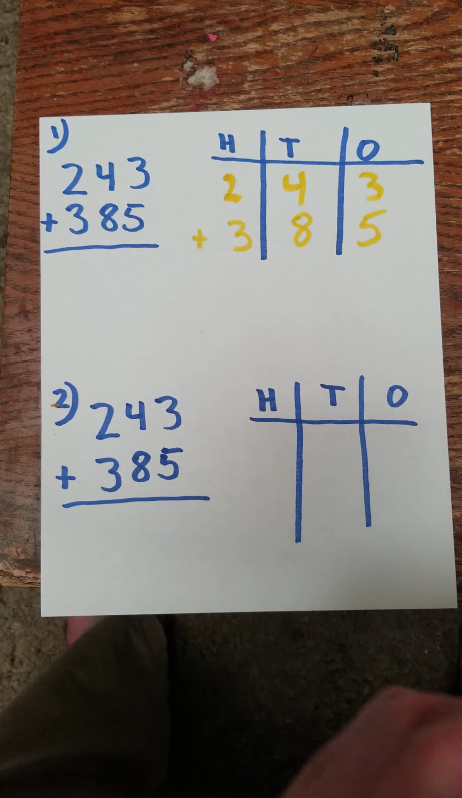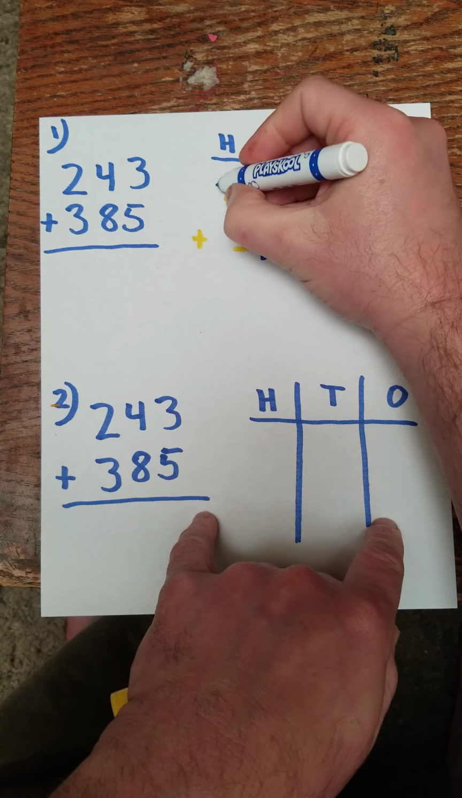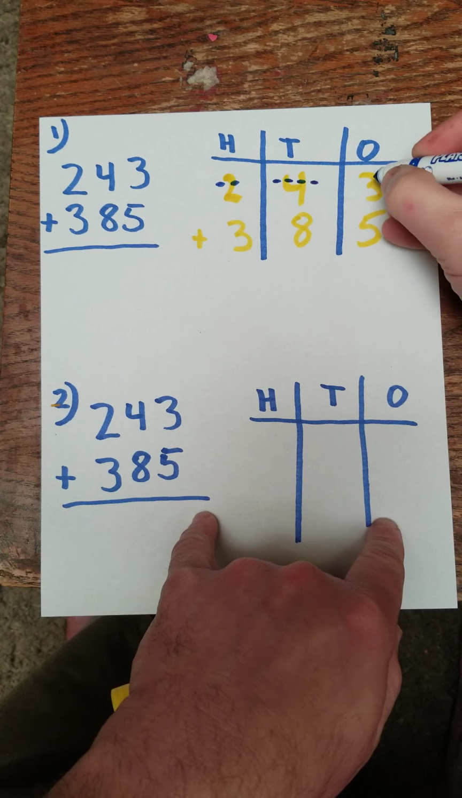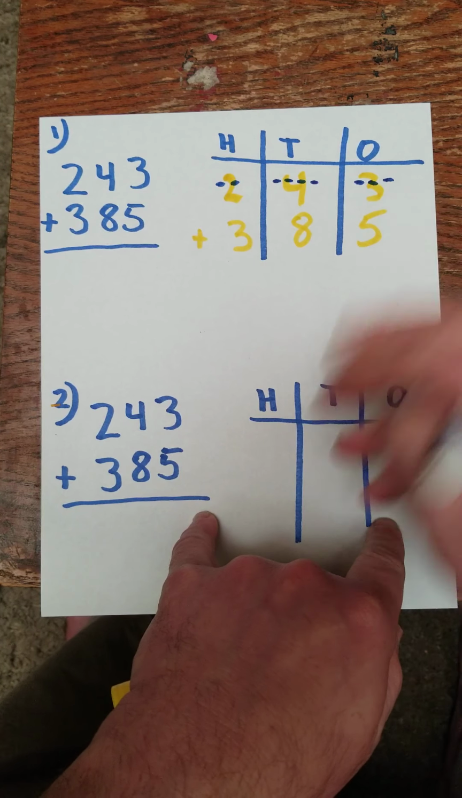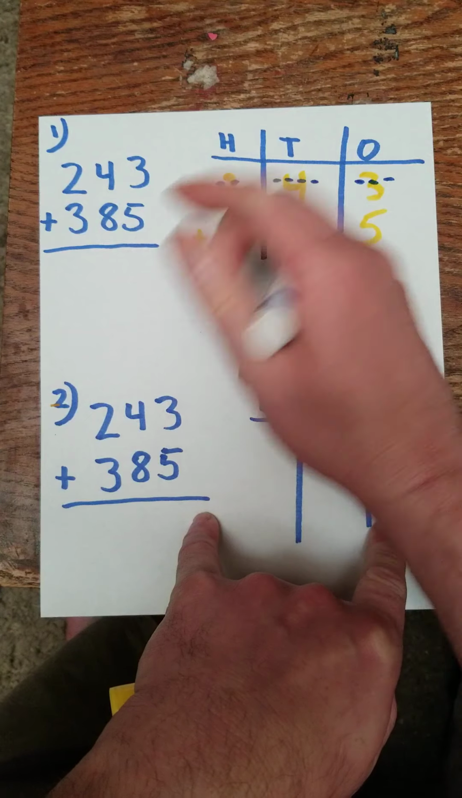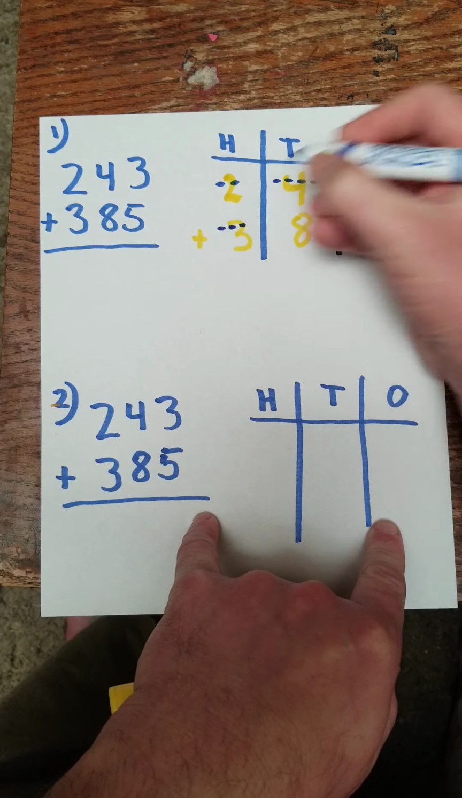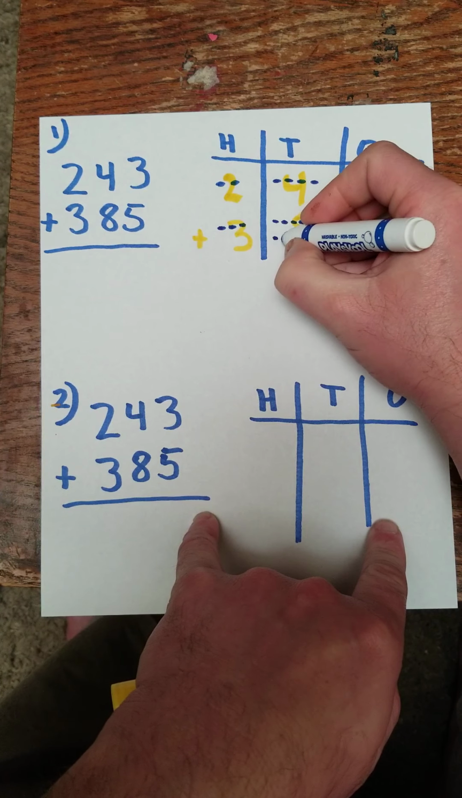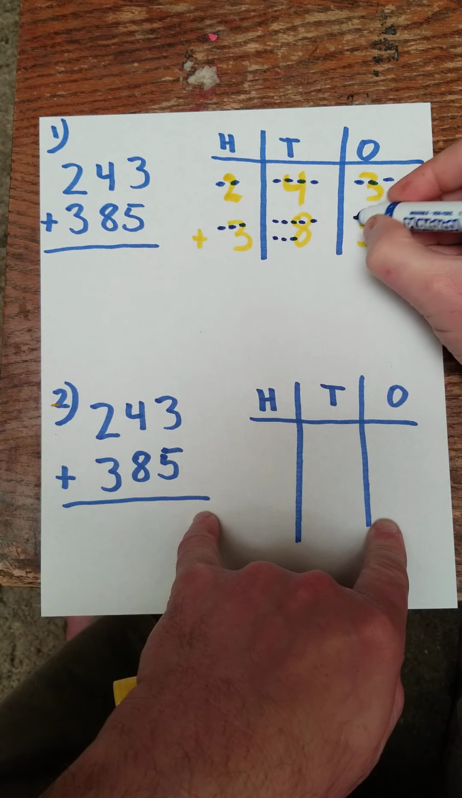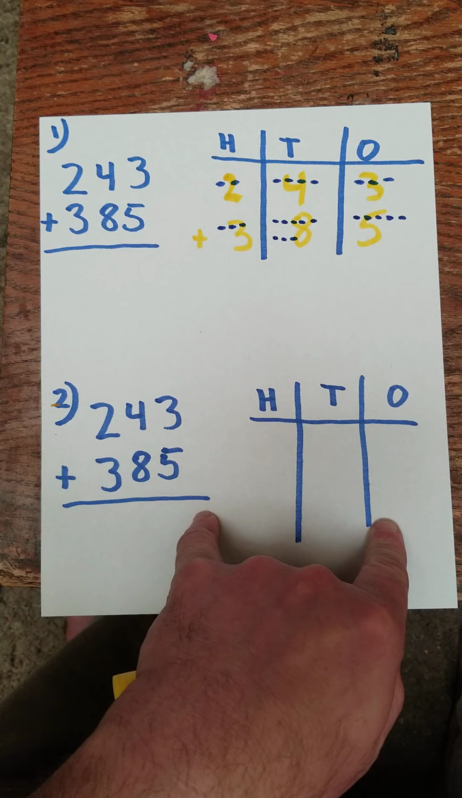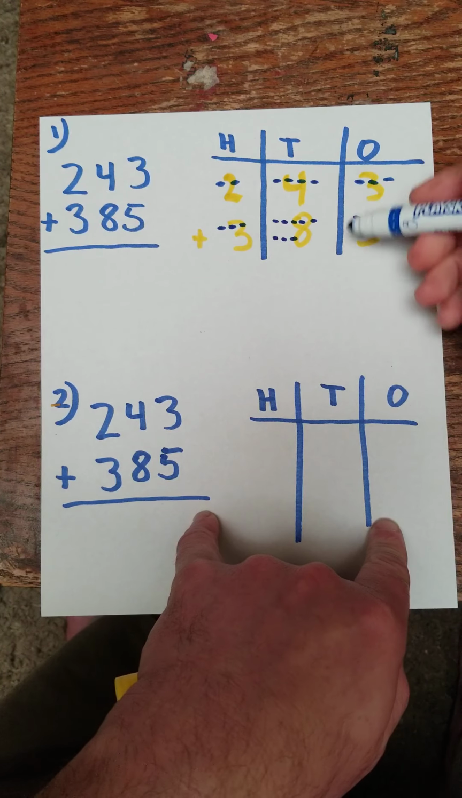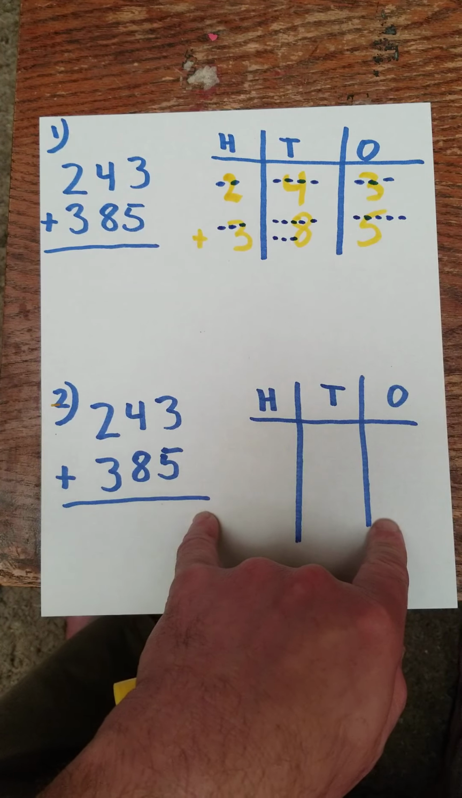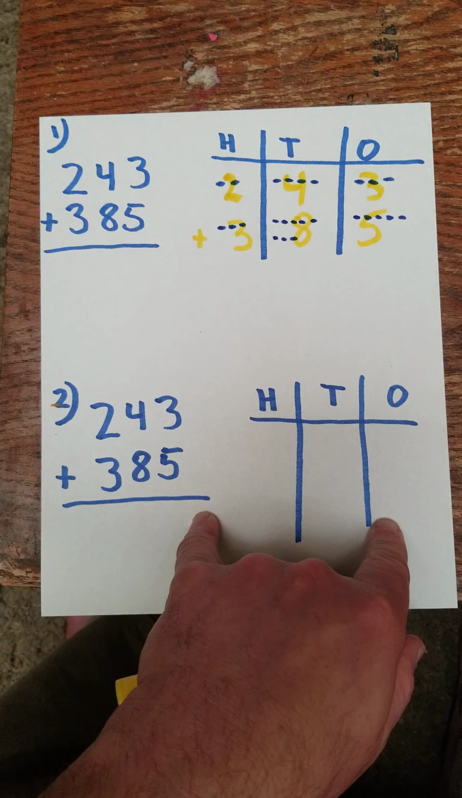So go ahead and do your chips to show that you have 2 hundreds. You have 4 tens. And you have 3 ones. And because we're adding, I'm going to add 3 more hundreds. I'm going to add 8 more tens. And I'm going to add 5 more ones. So this is what we have. We have this many ones, this many tens, and this many hundreds. So now we have to count them up to see how many we have.